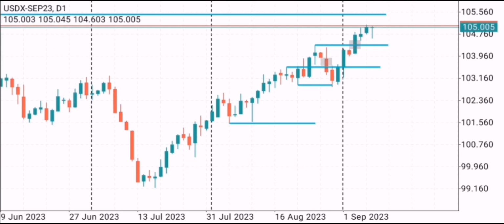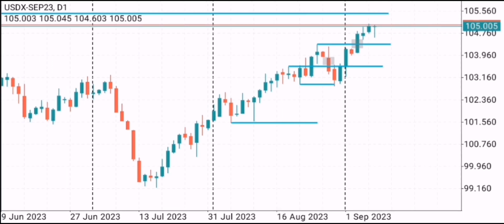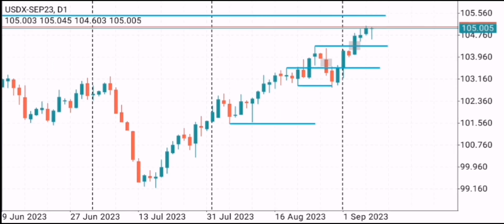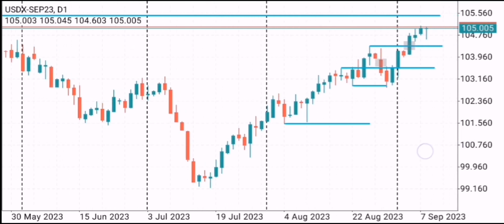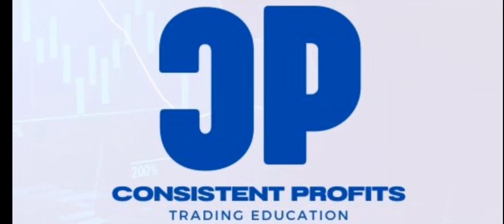Hello everyone, welcome back to Consistent Profits, and this time around we're doing a review. We're simply going to take a look back on this week's trading as far as the EURUSD, GBPUSD and the dollar index is concerned. Without wasting time, let's have a look at these markets.